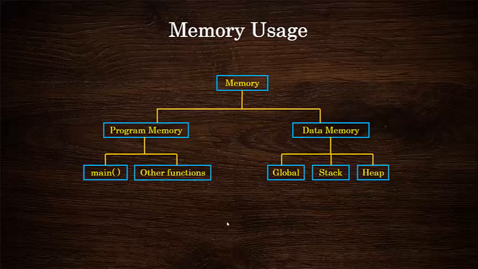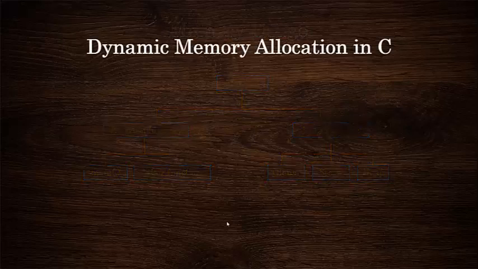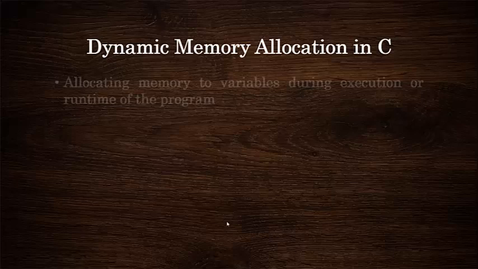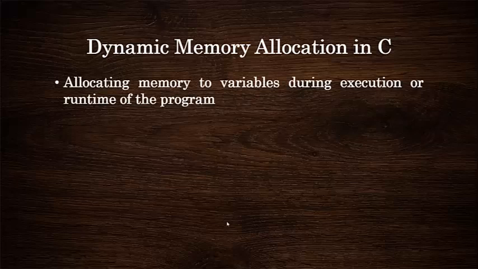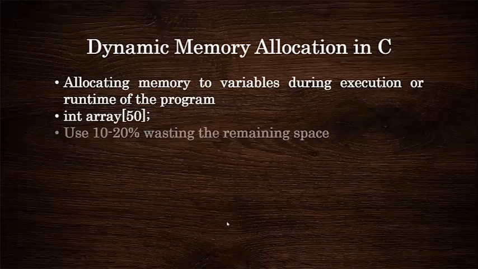Next we are going to see dynamic memory allocation in C. As I told you, the process of allocating memory to variables during execution, or runtime, is called dynamic memory allocation. For example, let's say I'm declaring an array of size 50, and there is a chance that I may use only 10 to 20% of this available array memory space. So out of 50, I may be using 10 to 20% of the memory space that has been available.